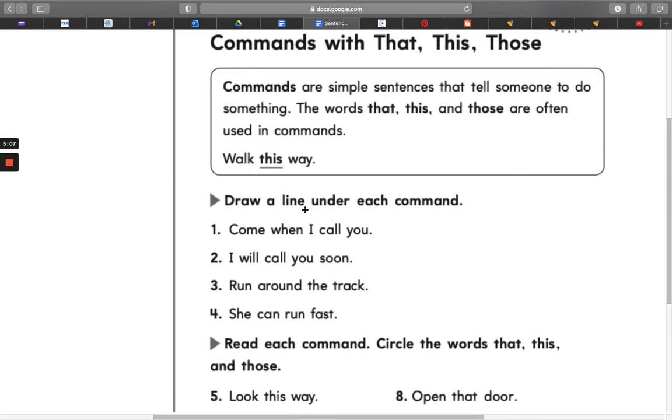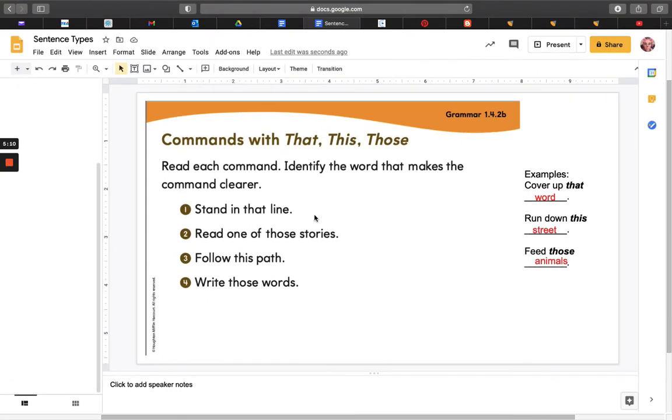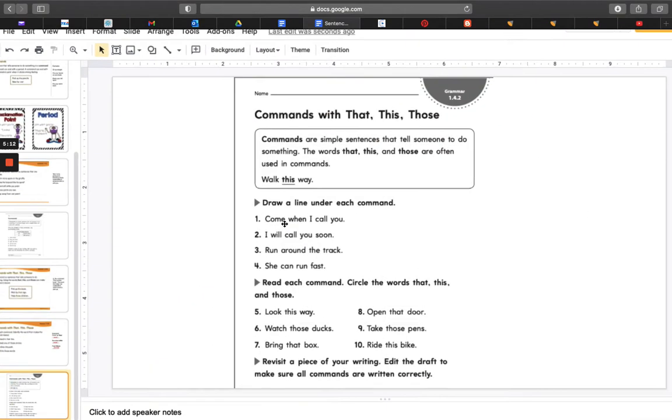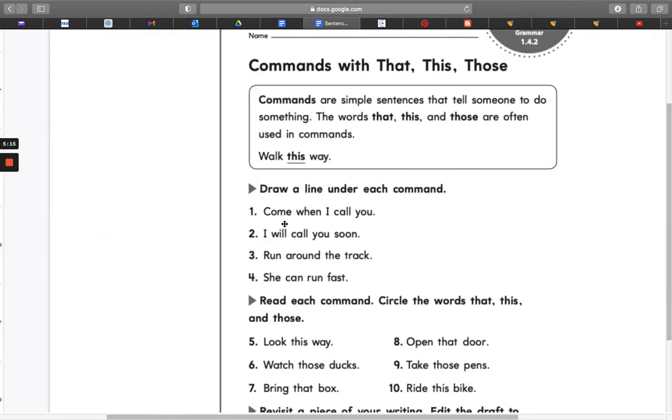So I'm going to zoom in and, oops, try that again. I'm going to zoom in. Oh, and our directions tell us to draw a line under each command. So you're going to decide which sentence is commanding you to do something. So for example, come when I call you. Is that a command? Are they telling you to do something? They are. They're telling you to come when they call you.